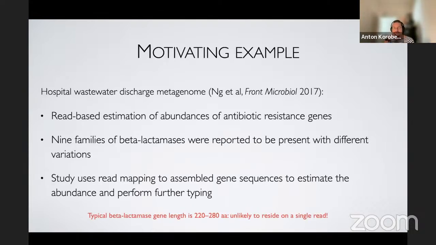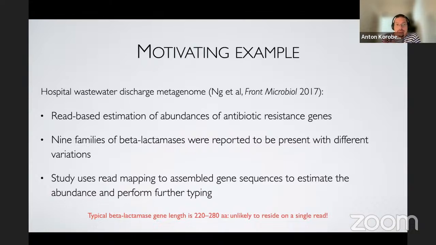I have one motivating example. It's a little bit old, but still, I think, pretty useful. In a paper published almost 10 years ago, the authors studied hospital wastewater discharge metagenome, I think in Singapore. They were interested in the presence of certain antimicrobial resistance genes, like beta-lactamases. Their analysis was pretty straightforward. They did the assembly, then mapped the reads back to the contigs and did read-based estimation of abundances of antibiotic resistance genes.